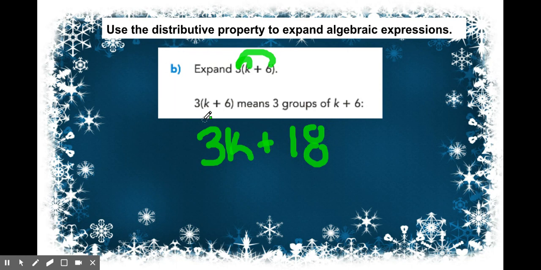This is called expanding, and all I'm doing is making equivalent expressions. So I know 3k plus 18 is equivalent to 3 times the sum of k plus 6.